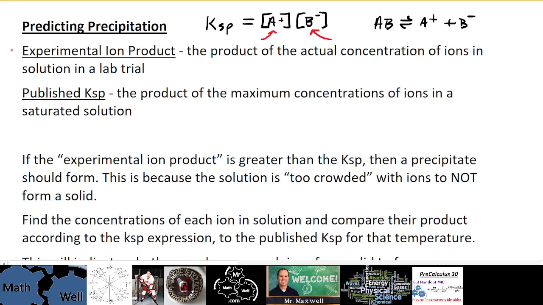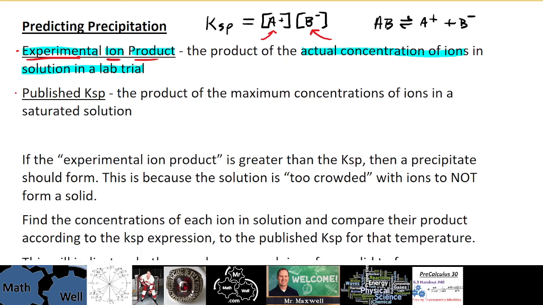First, I don't know whether these are in your notes or not, but we're going to have to understand these two definitions. Experimental ion product. That's going to be mentioned throughout this lesson. The experimental ion product is the product of the actual concentration of ions in a solution in a lab trial. So the key word there is experimental, and then of course we have ion product. Pretty self-explanatory. In the lab, you're mixing solution A that has a couple ions in it, and solution B that has a couple more ions in it, and we're going to find out what the experimental ion product is for substance AB, let's say, that could be formed.